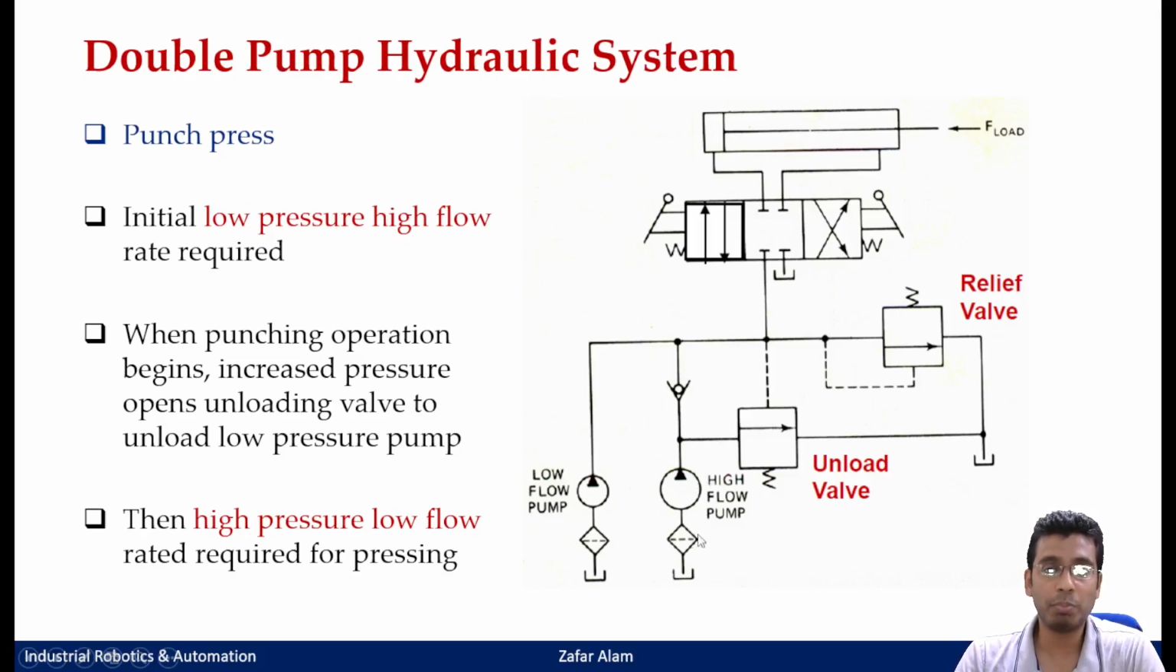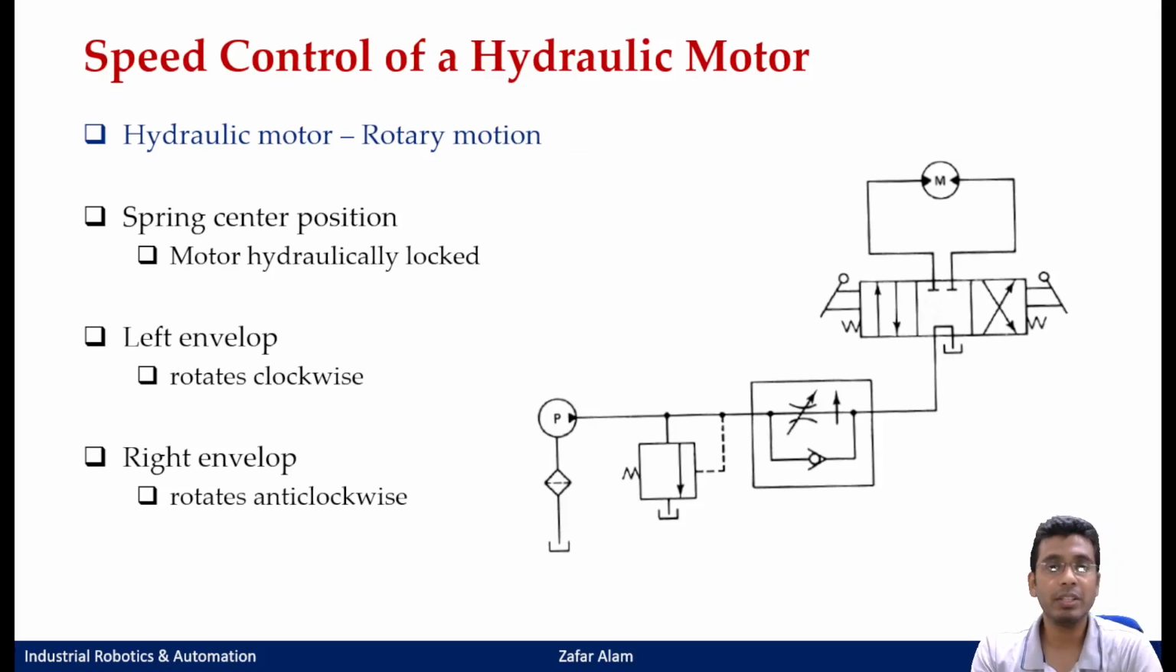The low pressure pump is used to initially extend the cylinder at a fast rate. The moment your actual punching starts, the low pressure pump gets unloaded, and then your high pressure pump takes over to do the intended task. And again, this operation can continue again and again for different cycles to do the punching operation. Okay, so up till now we had discussion of linear actuators.